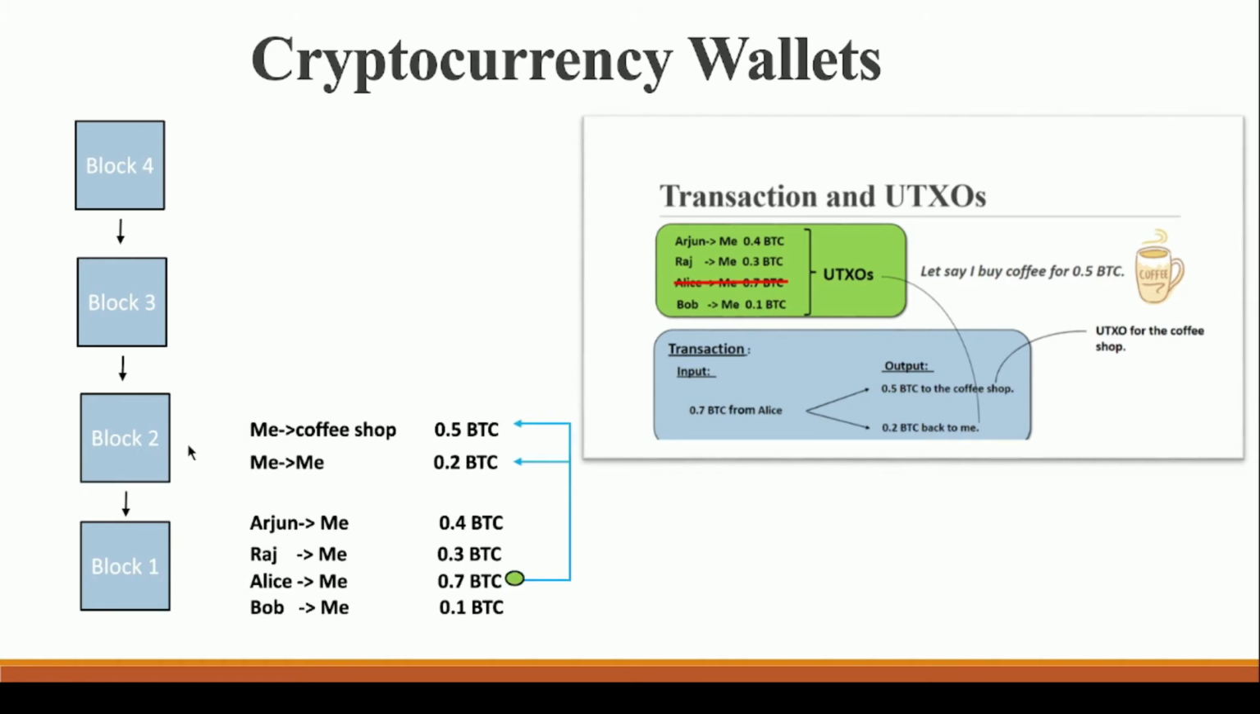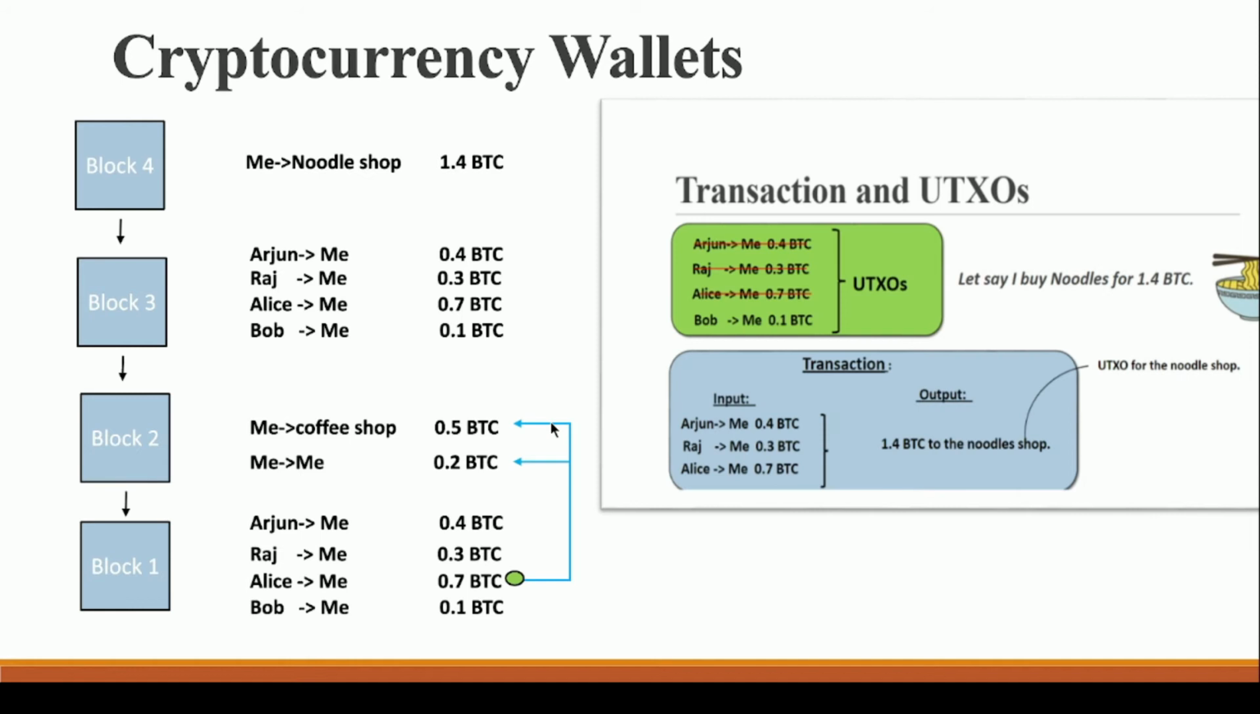One more thing: this transaction from Alice to me is getting used up. Why? Because I am using this 0.7 Bitcoin from Alice and giving it to the coffee shop, and 0.2 back to me. These are part of block number two. So I am completely using up this Alice to me transaction, right?